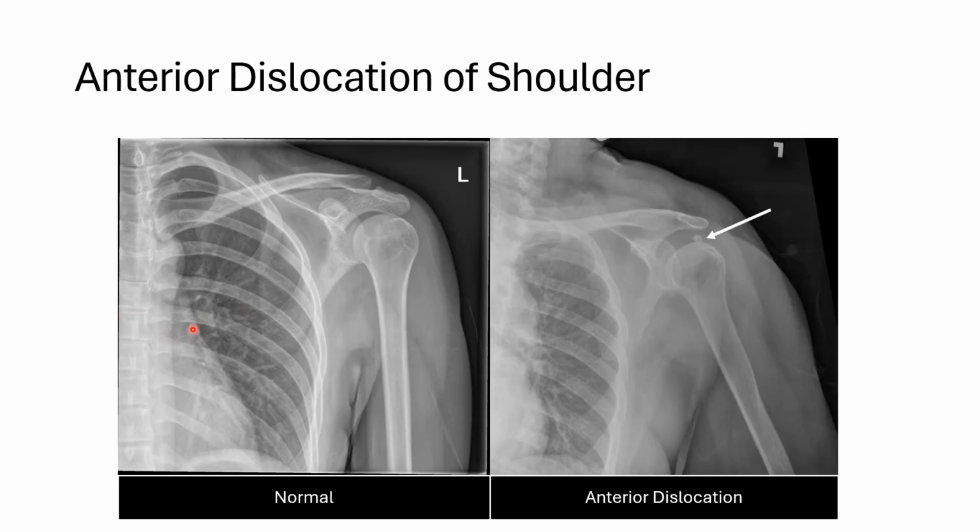This is normal. The humerus is located in the glenoid fossa. Anterior dislocation: the humerus is dislocated anteriorly and there is empty space in the glenoid fossa.